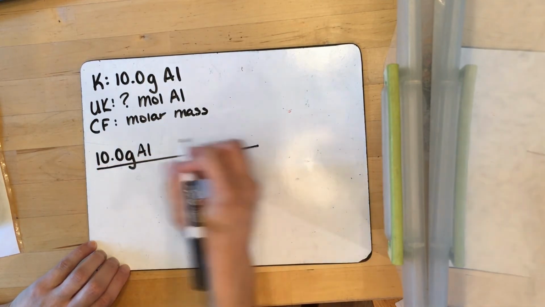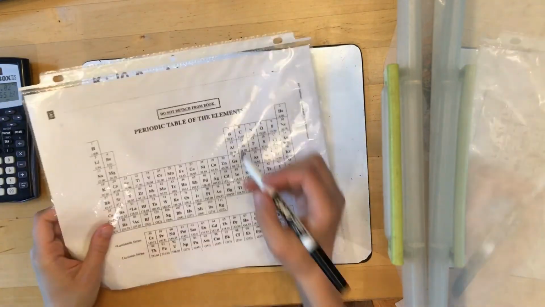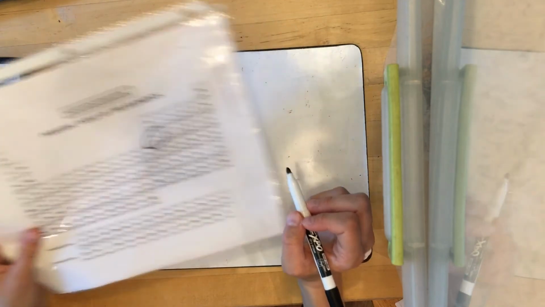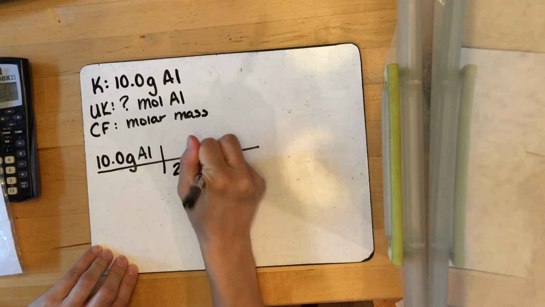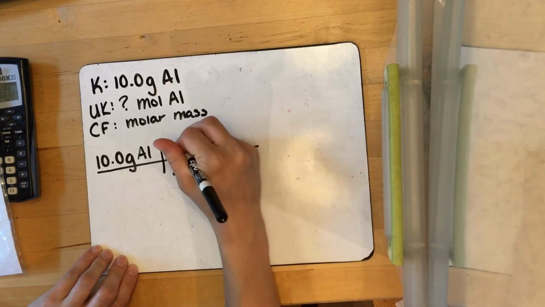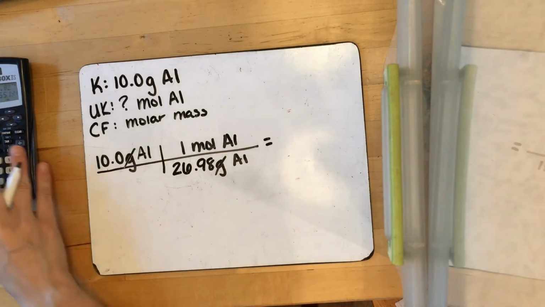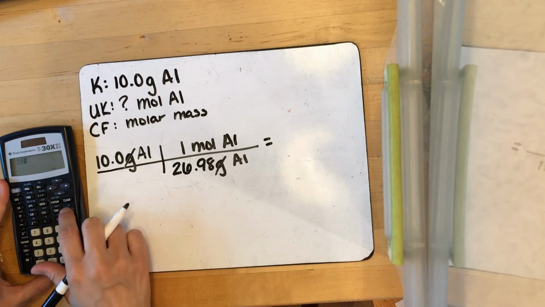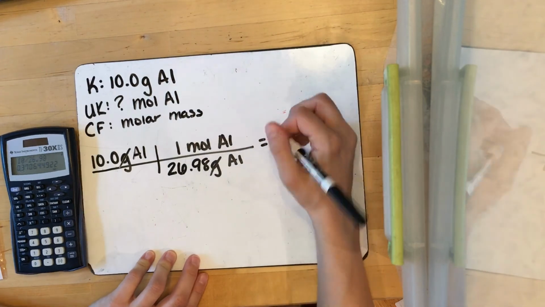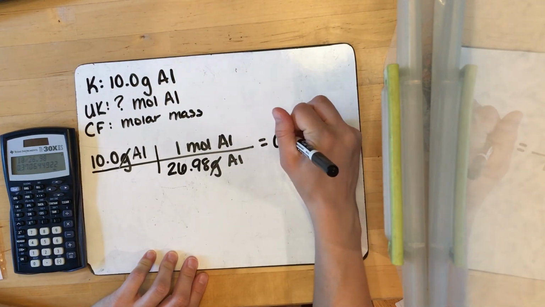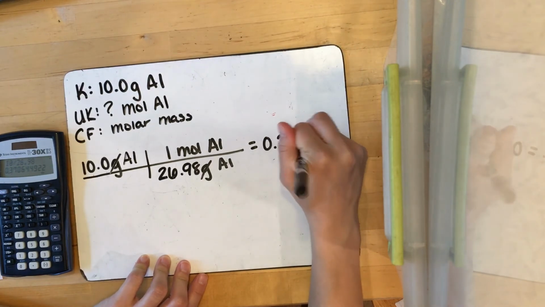So we set up our problem, and then we look up the molar mass of aluminum on the periodic table, which turns out is 26.98. That's going to go on the bottom because we want to cancel out grams. And then we can just do our calculation. So we had 3 sig figs in our known, so our answer should also have 3 sig figs. So we wind up with 0.371 moles of aluminum.